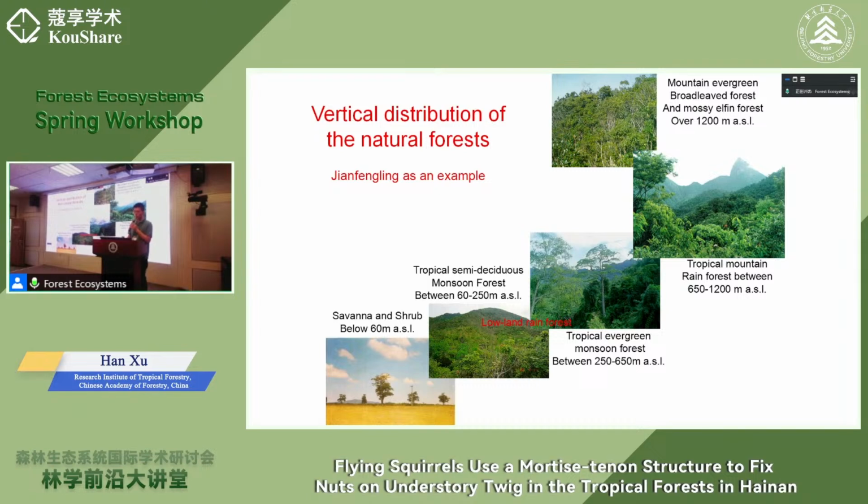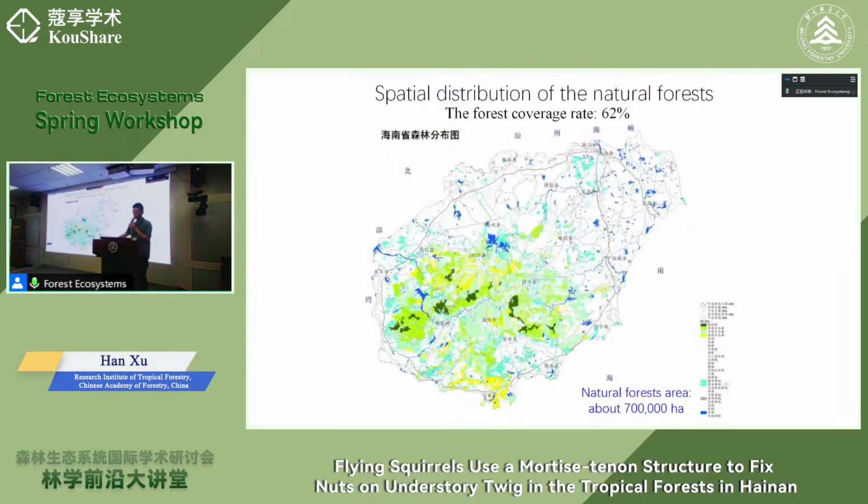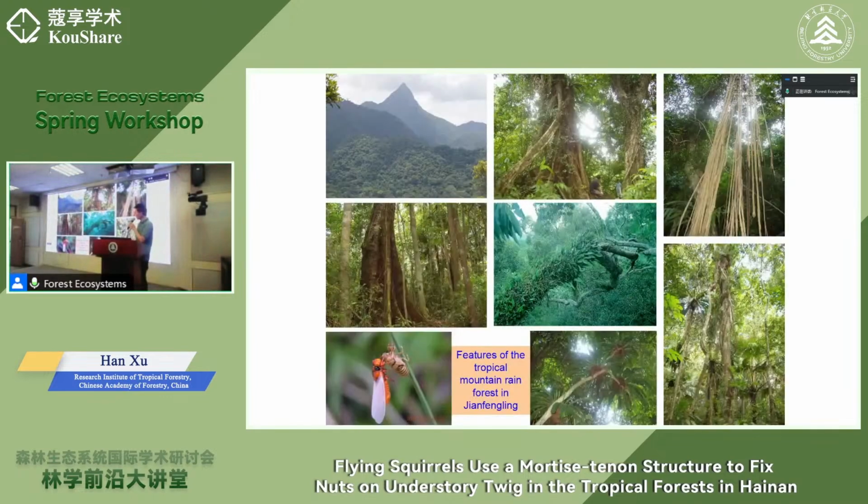The typical Dipterocarpaceae species are distributed in the lowland forest. But the tropical mountain rainforest has the largest forest area. This is the spatial distribution of the natural forest in Hainan Island, which Professor Liu also introduced this morning. The forest coverage of the whole Hainan is about 62%. These are the typical landscapes in Hainan Island. On the left and top is Jianfenling. There are many big trees and ferns and lianas and palms in Hainan Island.